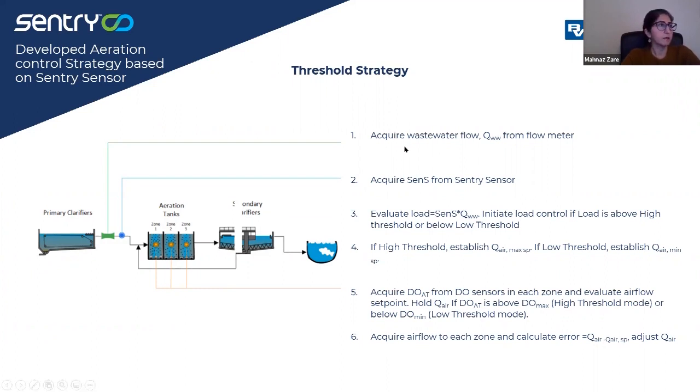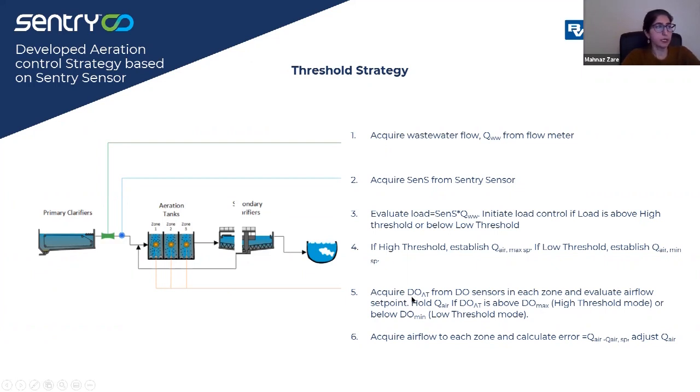So here, the first step is to acquire the wastewater flow from the flow meter. The second step, acquire sensor SENTRY signal from the SENTRY sensor, which is placed after the primary clarifier. Multiply them together and evaluate the load to calculate the high or low threshold based on the set points shown in previous examples. If it is a high threshold, we need to establish QR max, and if it is low threshold, establish QR min.